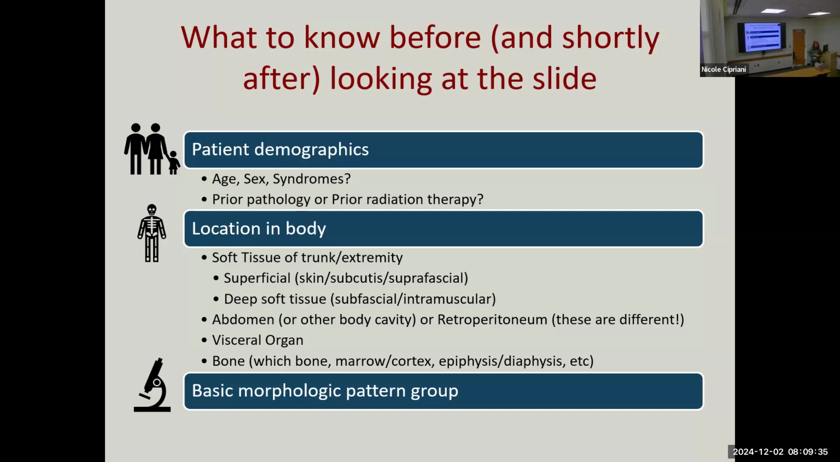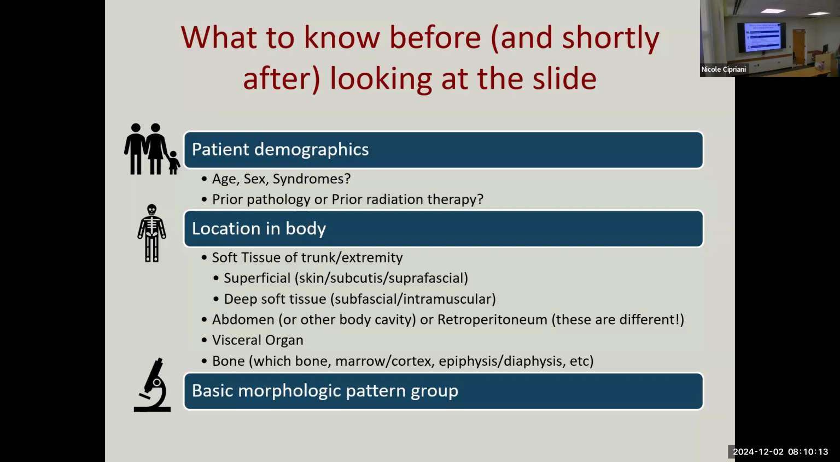We see a lot of NF1 patients, right? So we see neurofibromas, things like that. Was there any prior pathology? Was there any prior radiation therapy? Where is this in the body? Is it in the soft tissue of the trunk or extremity? Is it superficial or deep, generally being intramuscular or subfascial planes? Is it within the abdomen or some other body cavity like the thorax? Or in the retroperitoneum, right? Sometimes somebody says abdomen, and you don't know if they're talking about abdominal wall, abdominal viscera, or abdominal retroperitoneum, right? All of those bring up different differentials.